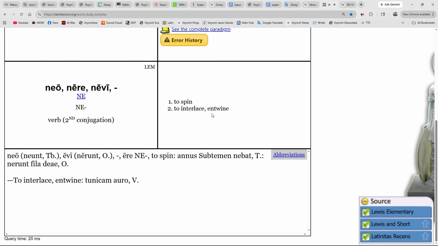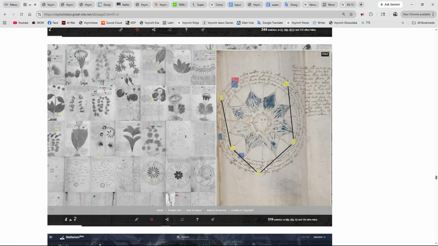And entwine is very interesting for the specific end result of these 5 words of the same spelling, neo. If you hook them up, you get these Taurus horns. So this got me thinking, let me look at an astronomical chart, a star chart.